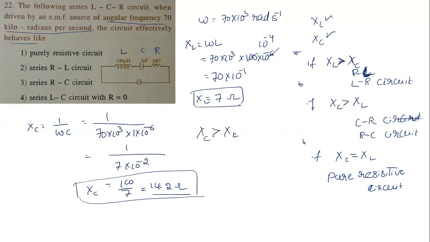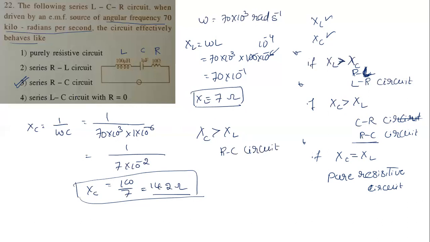Yes or no? Since XC is greater than XL, what type of circuit is it now? Look at the data given. XC greater than XL. What type of circuit is it? RC circuit. So which option is correct now? RC circuit. The third option is correct. It will act like an RC circuit.